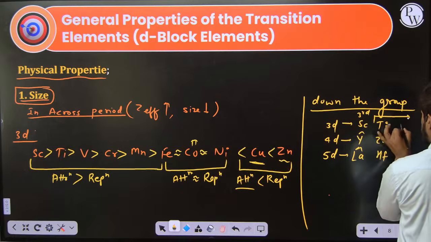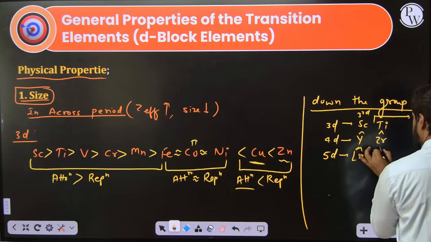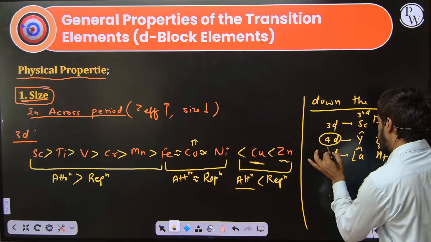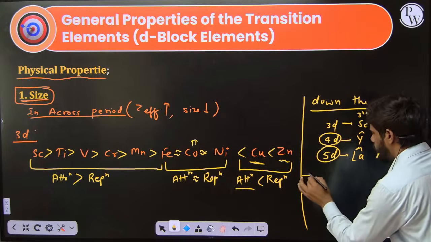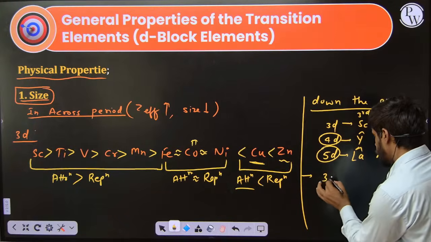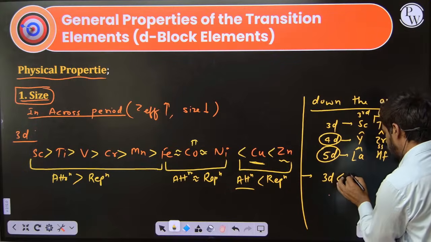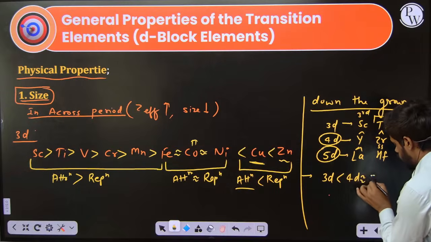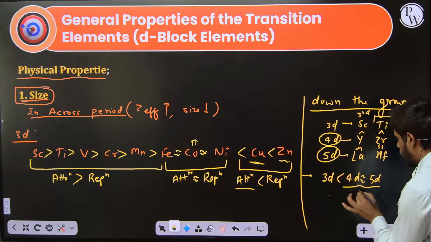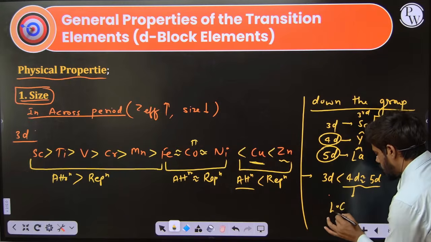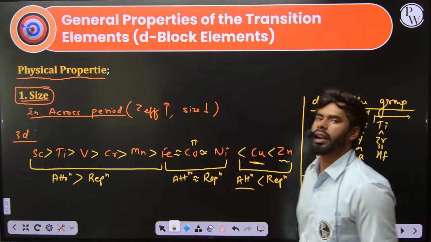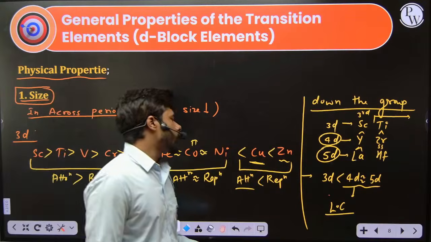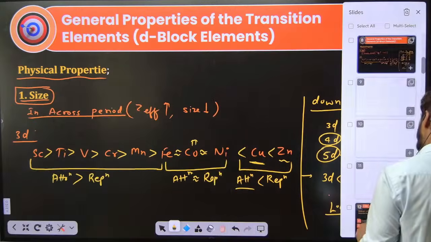After the third group, the size increase is not seen; 3D, 4D and 5D are getting similar due to the lanthanide contraction. We can say 3D is less than 4D, and 4D is approximately equal to 5D. Why is it so? The reason is the lanthanide contraction. When the d orbitals and f orbitals come in, the size decreases.